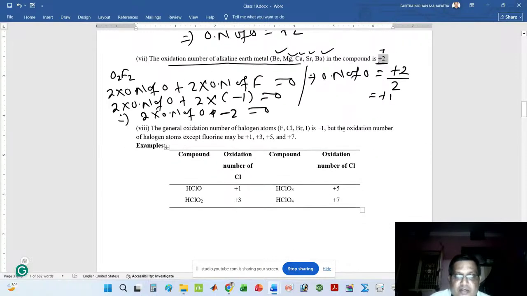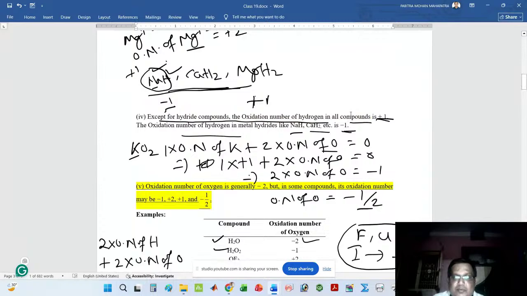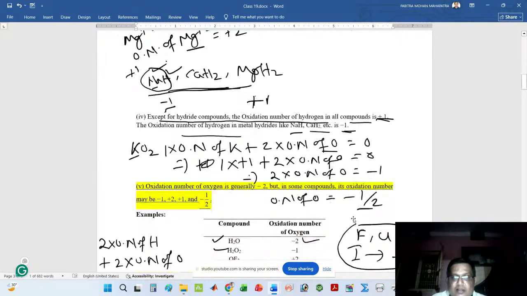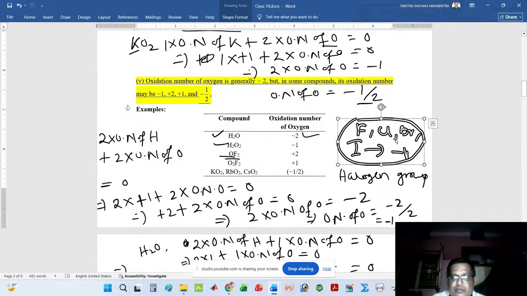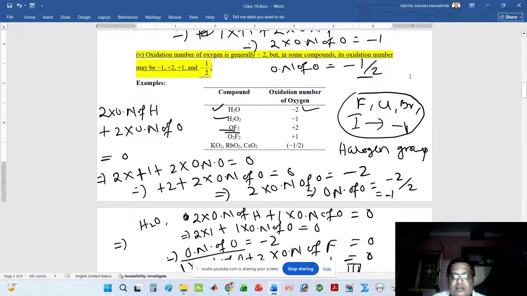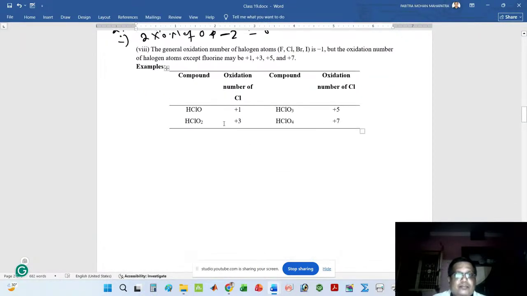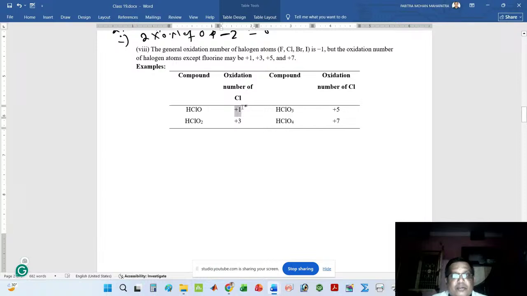Next rule is about the halogen elements. Before, I covered the oxidation number of the alkaline earth metals. Look at this: fluorine, chlorine, bromine, iodine have a general oxidation number of minus 1. Like oxygen, which has a general oxidation number of minus 2, but shows other oxidation numbers like minus 1, plus 2, plus 1, minus 1 by 2. Like the oxygen atom, the halogen elements fluorine, chlorine, bromine, iodine have a general oxidation number of minus 1. But they also show different oxidation states. The oxidation number of a halogen atom can be plus 1, plus 3, plus 5, plus 7.